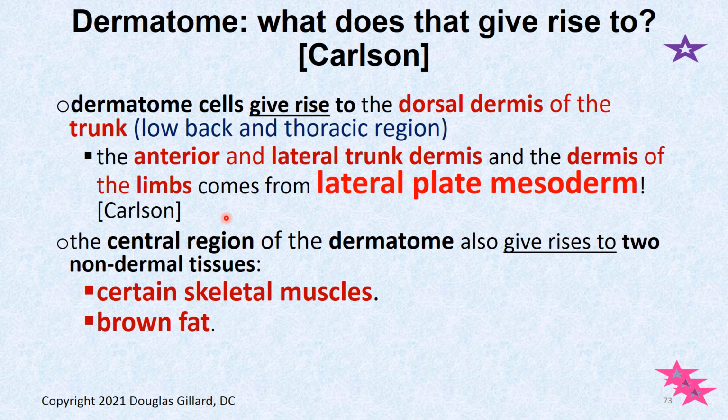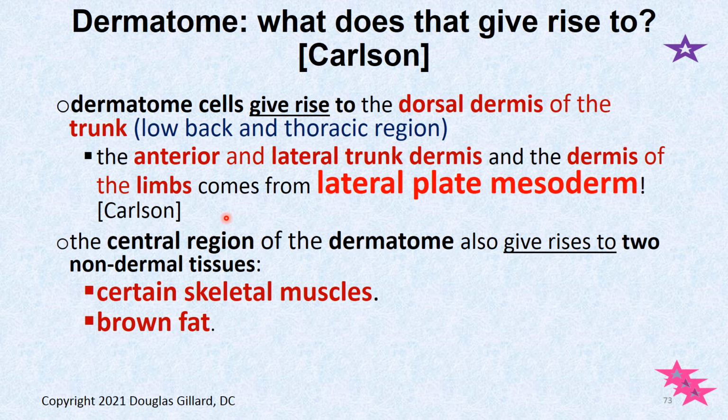Dermatome, what does it give rise to? Oh, these are important, aren't they? The dermatome gives rise to the dorsal dermis of the trunk. So the low back and thoracic region that you're going to be working on as chiropractors, that actually was derived from the dermatome. I mean, we could go shallower though. We're getting into the weeds when we say dermatome. We could say it was derived from a somite. That's true. We could say it was derived from paraxial mesoderm. That's true. We could say it was derived from mesoderm. That's really too general, but that's all true.